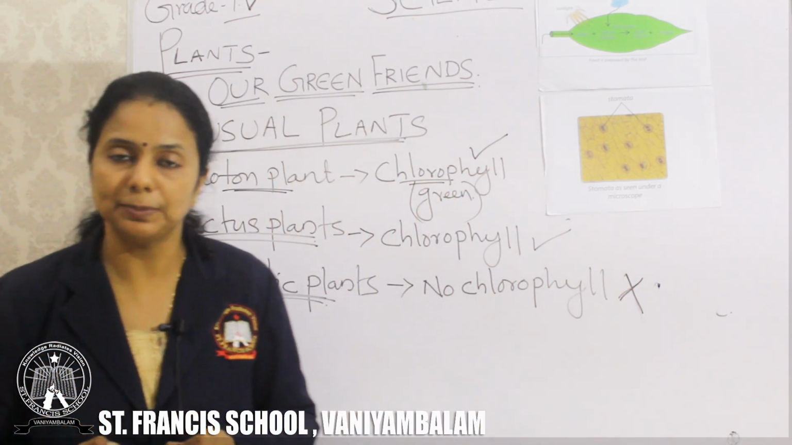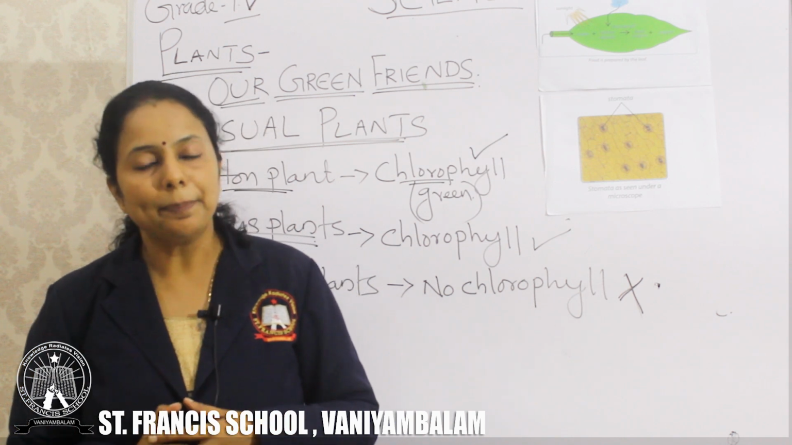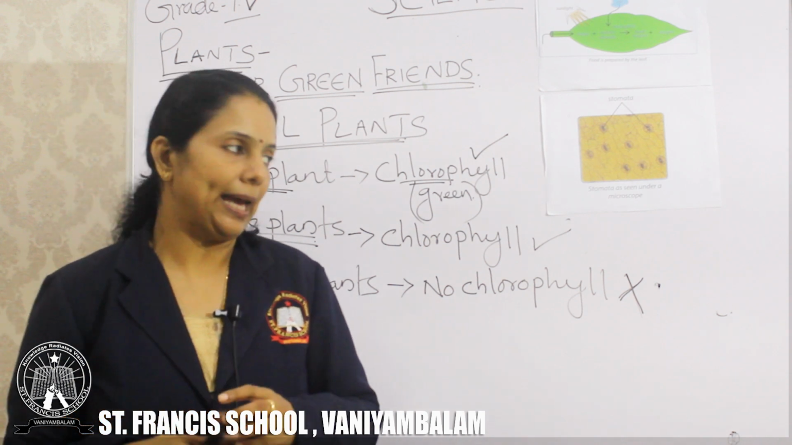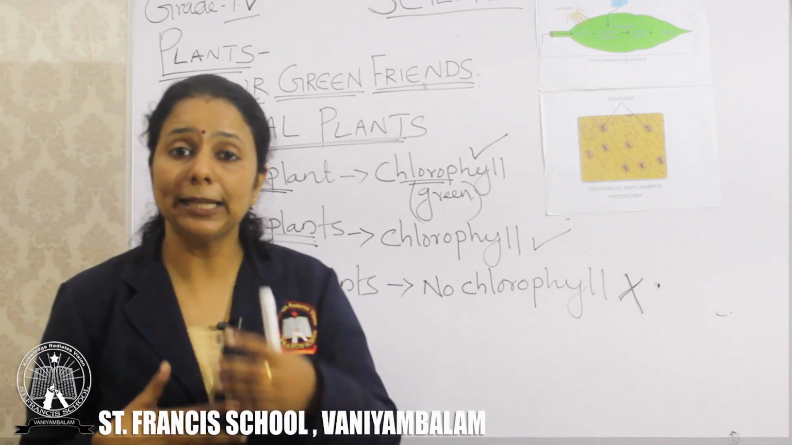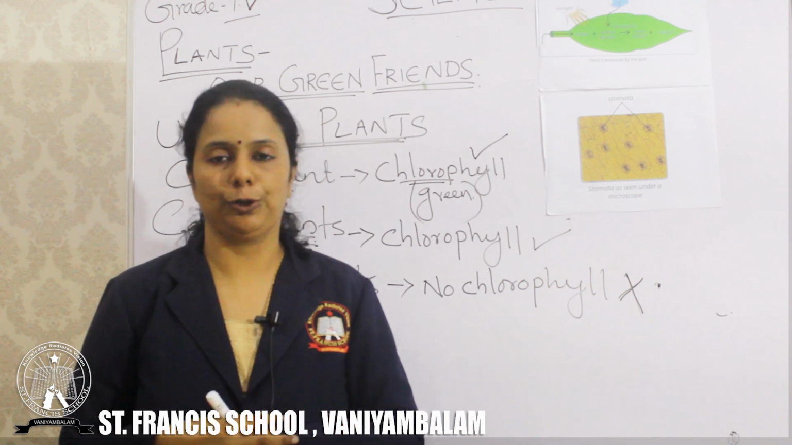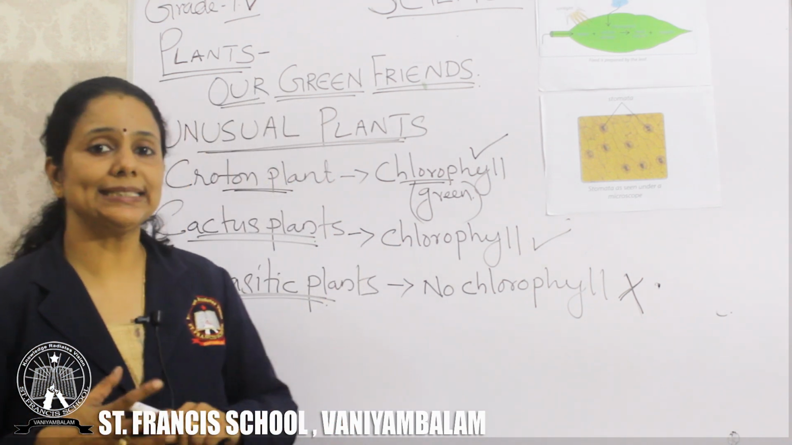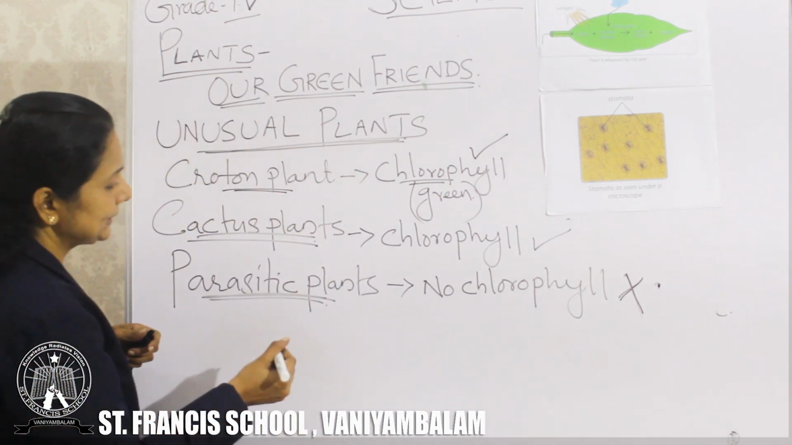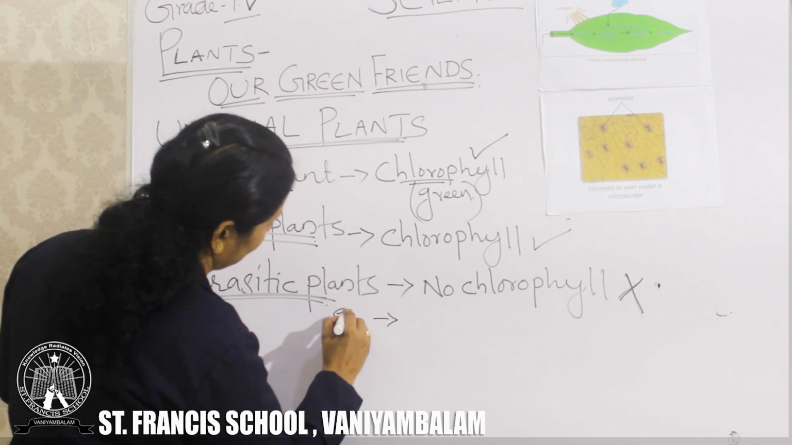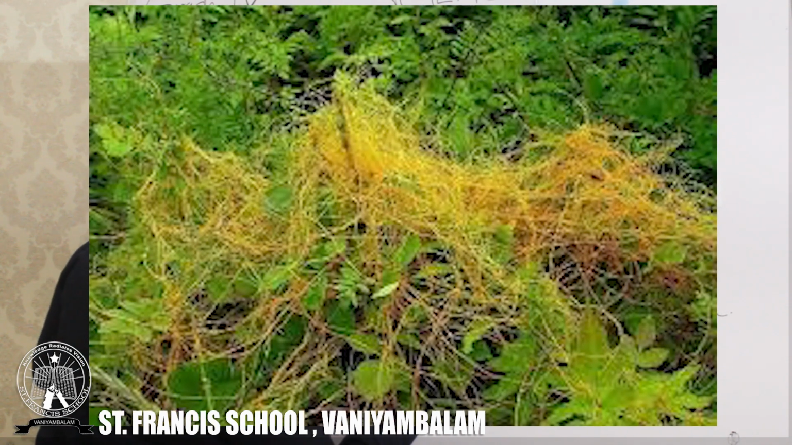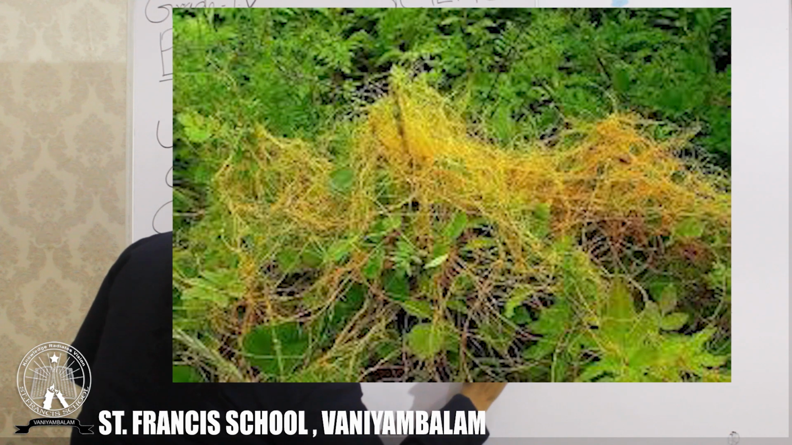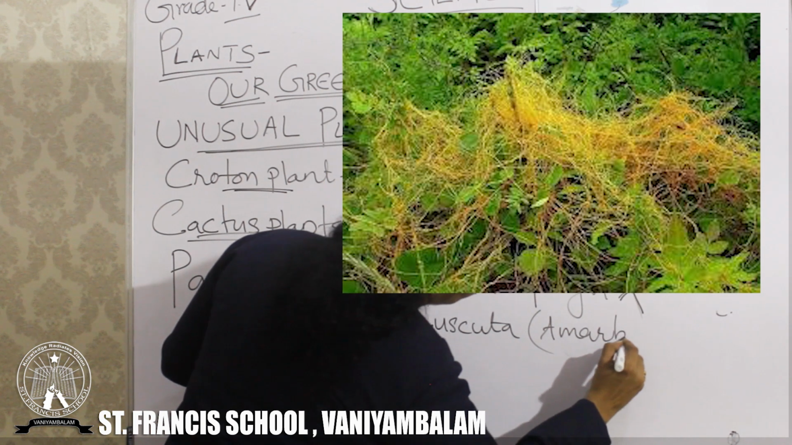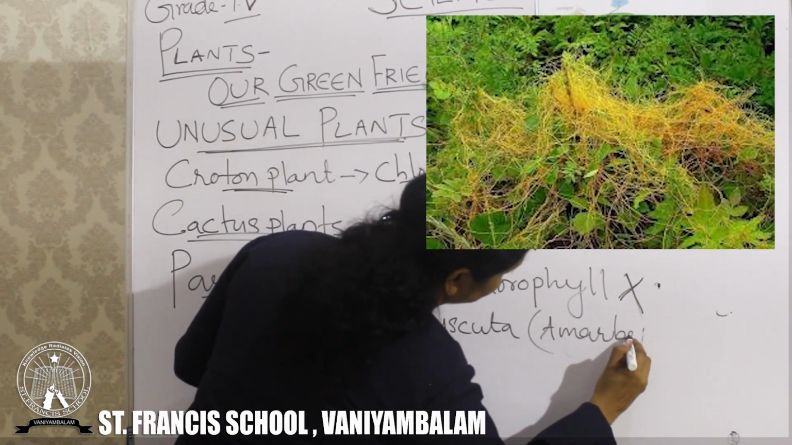Chlorophyll is absent in parasitic plants. So what happens? These plants cannot make their own food, so parasitic plants depend on other green plants for their food. A very common example of a parasitic plant is Cuscuta, or Amarbel.